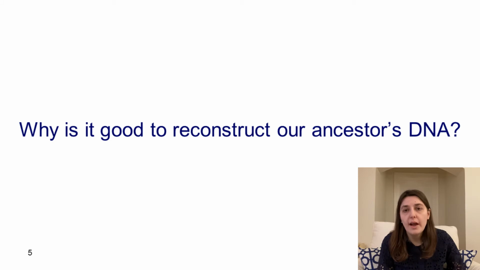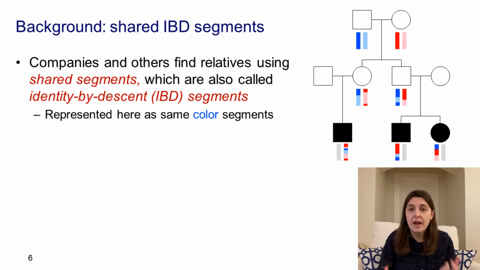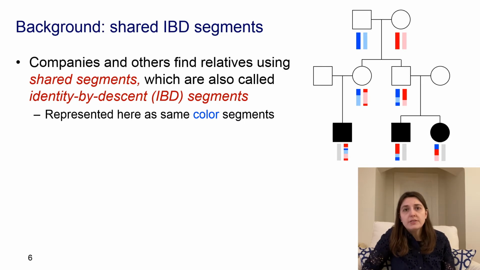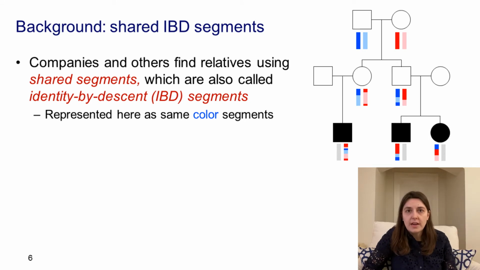So now let's talk about why it's important to attempt to reconstruct DNA from our ancestors. So a bit of background. Many of you know about shared segments. These are also called identity by descent segments. If you haven't heard of this before, these are regions of DNA, such as at the beginning of this chromosome in this first and second individual at the bottom, that they've inherited from a common ancestor. Here in red, this individual has inherited from their grandmother their DNA, and so has this individual. Therefore, they have identical DNA across that stretch at the beginning of this chromosome, and this can be detected.